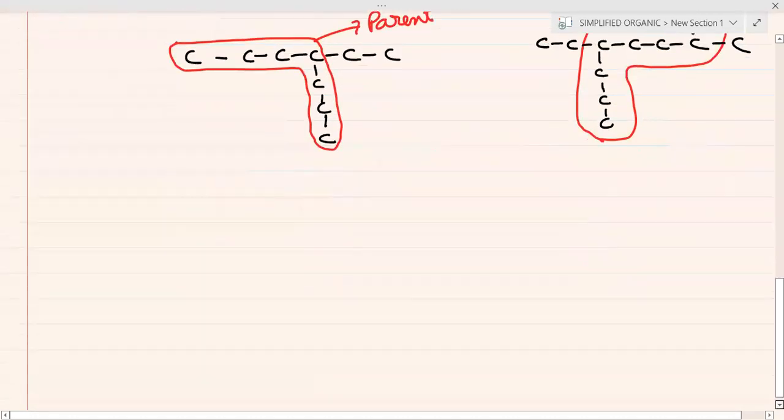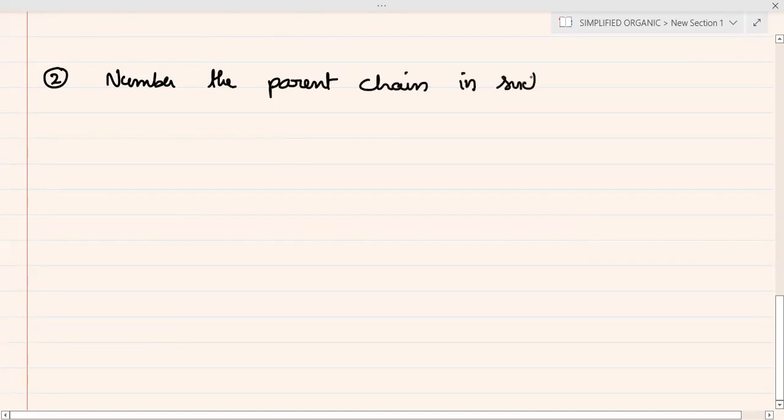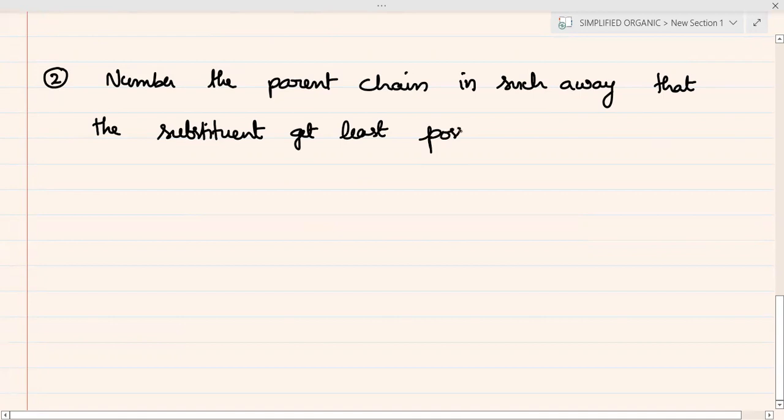Now rule number 2. Once you decide the parent chain, number the parent chain in such a way that the substituent gets the least possible number.